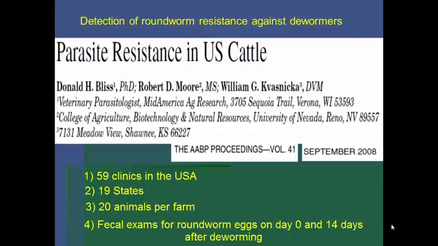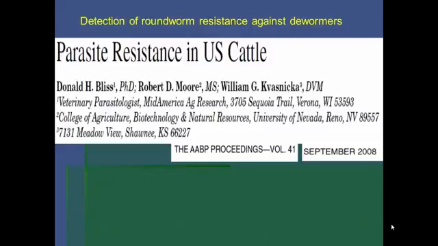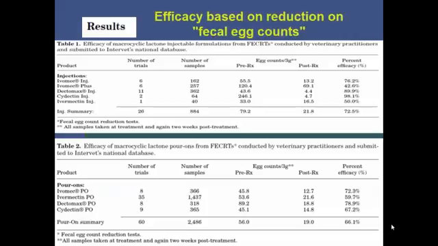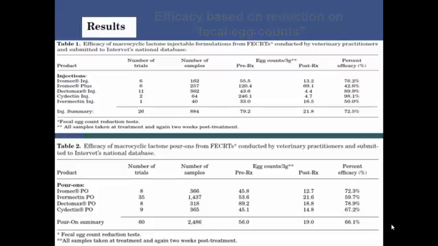On each of those fecal samples, a technique of sugar fecal flotation was done to measure the number of eggs per gram of feces. If we look at the results of this study, they measured the efficacy of the dewormer based on the reduction in fecal egg counts. That's why they call that test the fecal egg count reduction test.